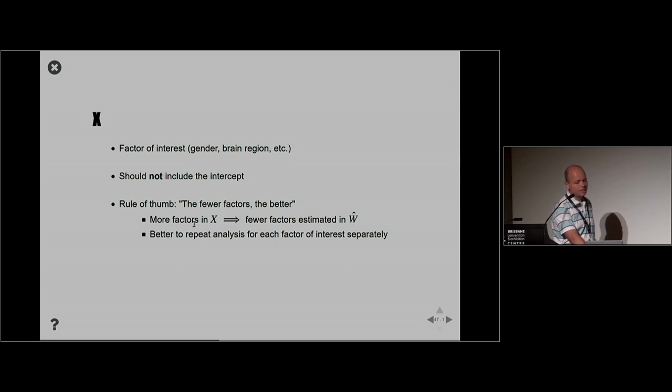The basic reason for this is that the more factors that you include in your X matrix, the fewer degrees of freedom that you leave left for estimating W. And so what typically tends to be better is just to repeat the analysis a couple times, once for each factor of interest separately.